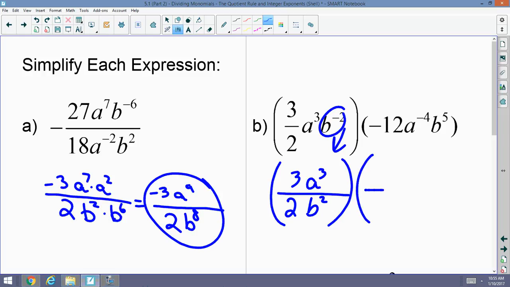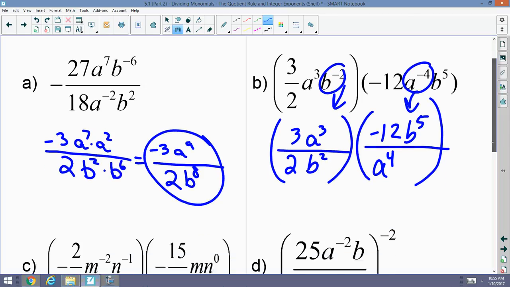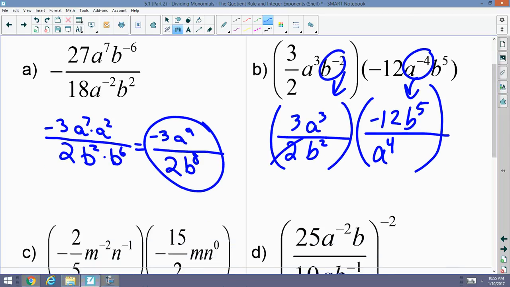Then I have over here, negative 12. Now a to the negative 4 I got to bring down, so that becomes a to the 4th down here, positive, b to the 5th. Now that I have positive exponents, now let's rock and roll. I can take this, it's a negative, so that's going to be negative 18.